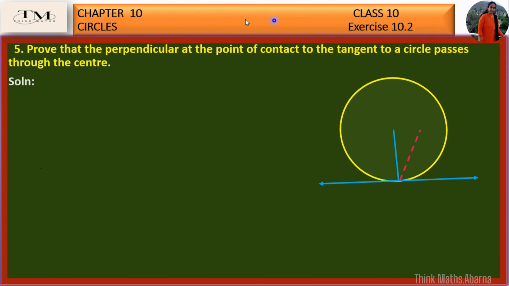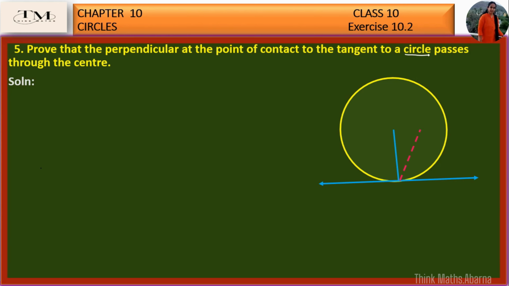We are in class 10 Maths, chapter 10 Circles. In this session, we are going to discuss exercise 10.2, question number 5. Prove that the perpendicular at the point of contact to the tangent to a circle passes through the center.